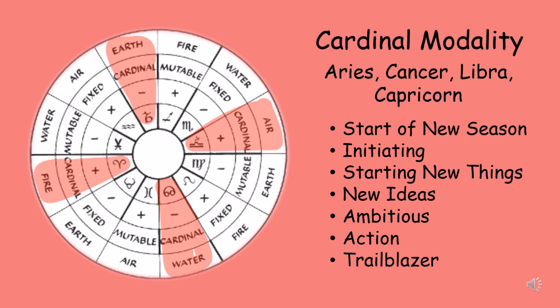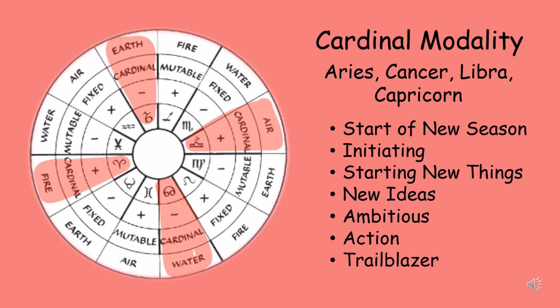Next, we are going to examine the 3 astrological modalities. Now, simply put, a modality is simply a way of being. The first modality is the cardinal modality, and Aries, Cancer, Libra, and Capricorn are the 4 signs that exhibit this modality. Now, these signs each fall at the start of a new season. The Aries in spring, Cancer in summer, Libra in autumn, and Capricorn in winter in the Northern Hemisphere.